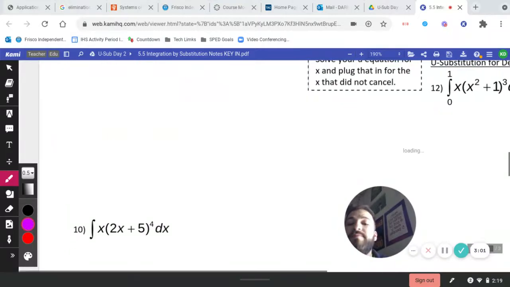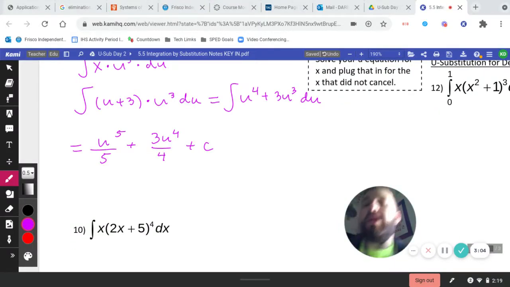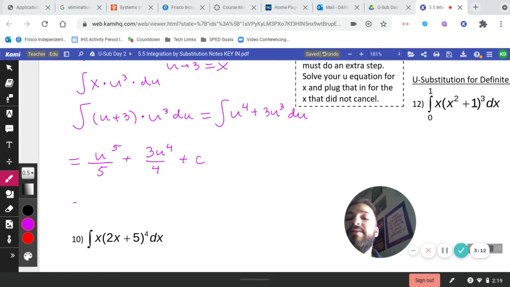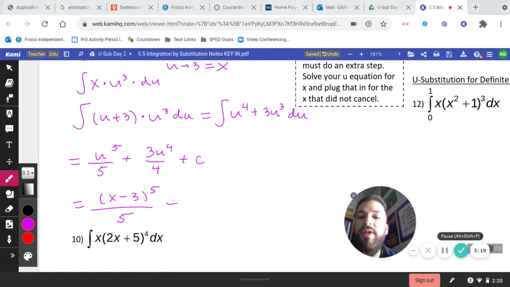From there, I'm still going to plug in for u, but now I have to plug in for all of my u's. Since I have multiple u's, I'm plugging in that x minus 3 in multiple spots. So this becomes (x minus 3) to the 5th over 5, plus 3 times (x minus 3) to the 4th over 4, plus c.